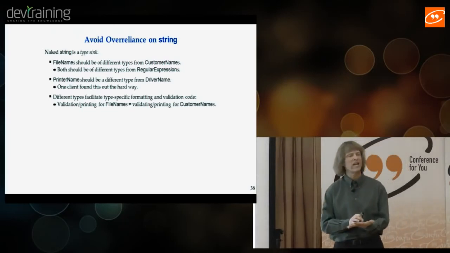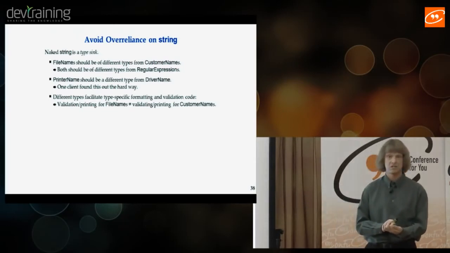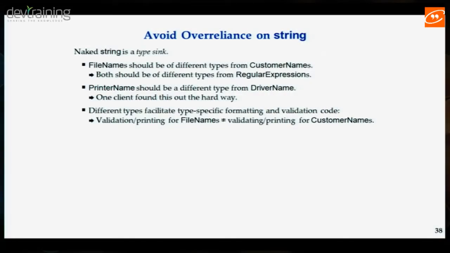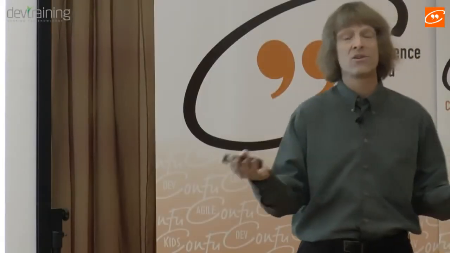Once you know what a string represents, you can do things like validate it, make sure it's got legitimate values. You can print it properly. It's really different. The way you print or validate a file name is fundamentally different from printing a customer name. It is not the case that strings are strings. Rather than using strings in your APIs, you should be using something that's descriptive about what they stand for.